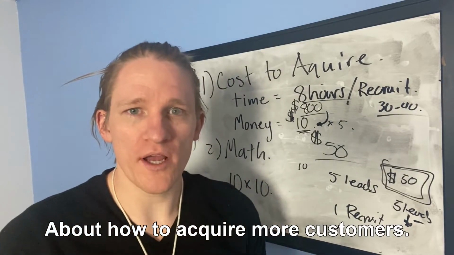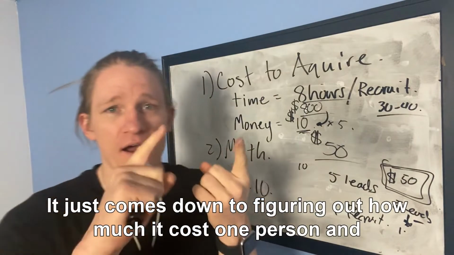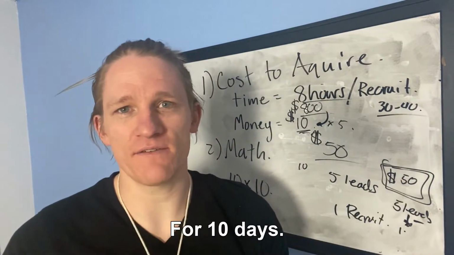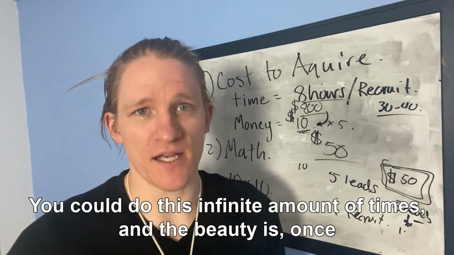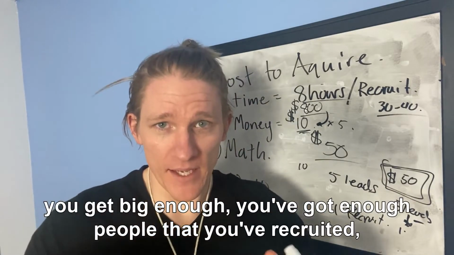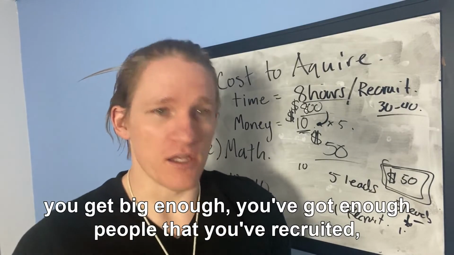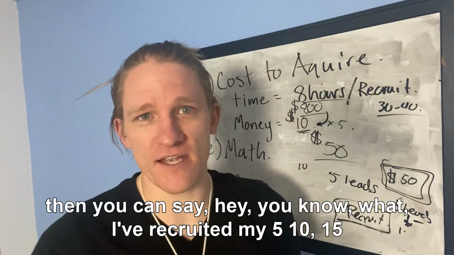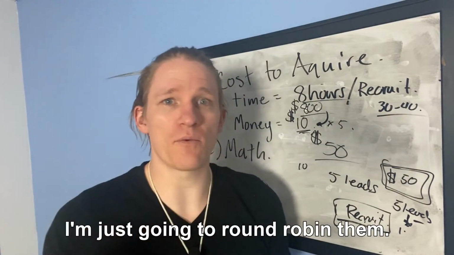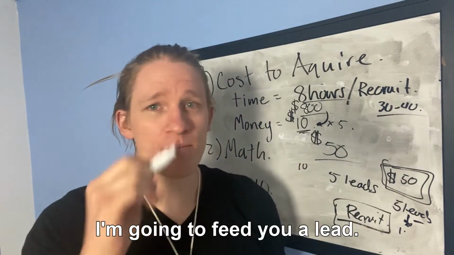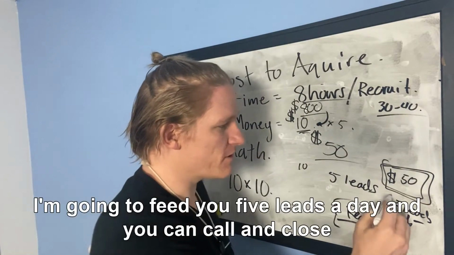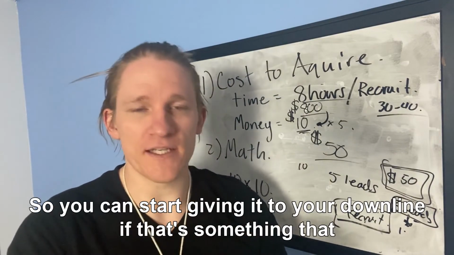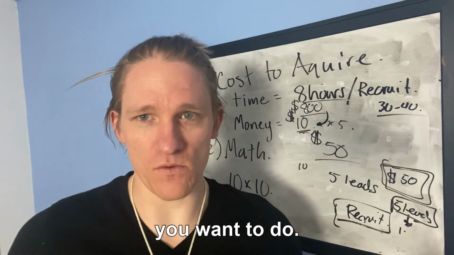Again, it just comes down to figuring out how much it costs one person and then times it by 10. You can do it every single day for 10 days. You could do this an infinite amount of times. And the beauty is once you get big enough, you've got enough people that you've recruited, then you can say, hey, I've recruited my 5, 10, 15 people. I'm just going to round robin them. Hey, every 10 days, I'm going to feed you a lead. I'm going to feed you 5 leads a day, and you can call and close them. And you can start giving it to your downline if that's something that you want to do.